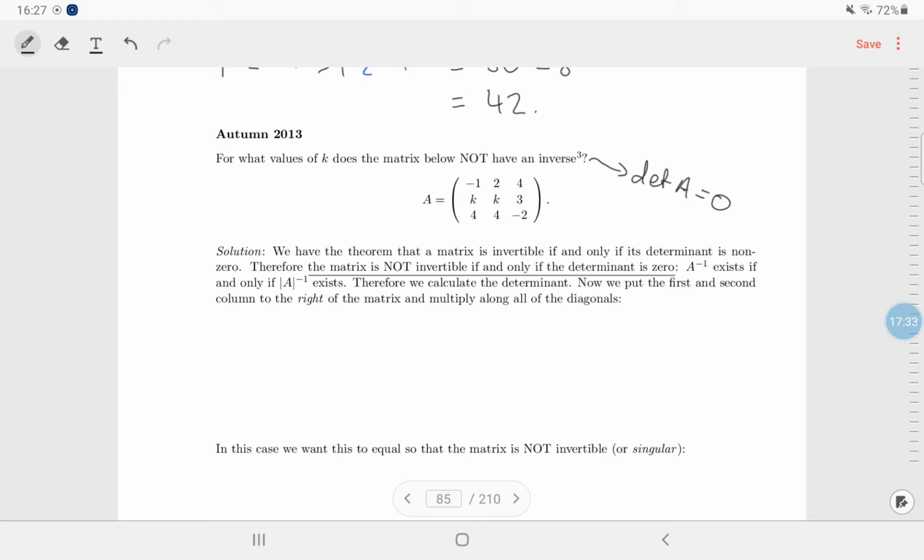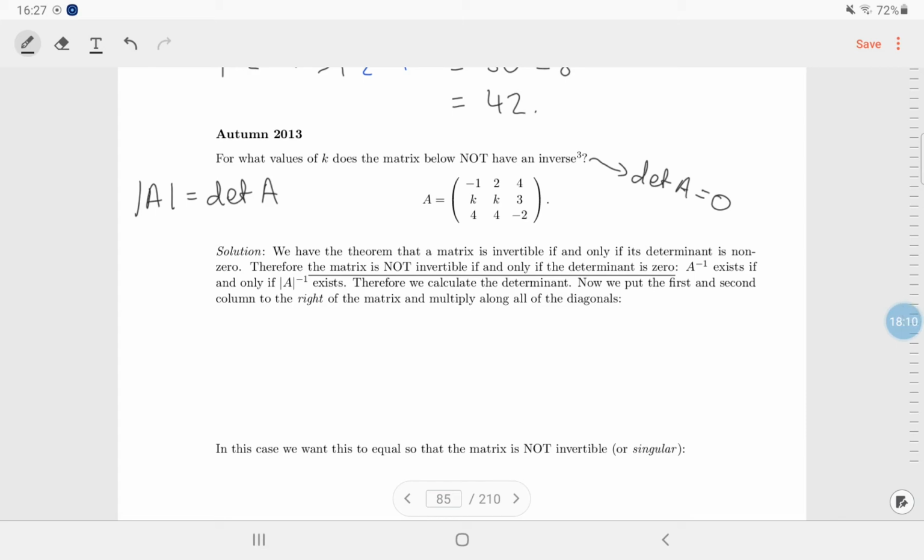We have the theorem that a matrix is invertible if and only if the determinant is non-zero. Therefore, the matrix is not invertible if and only if the determinant is 0. And we've also got this: the inverse exists if and only if the inverse of the determinant exists. So the inverse of a number exists as long as it's non-zero. So if the inverse of the matrix does not exist, the inverse of the determinant does not exist. That means the determinant is 0. There might be a bit of confusion here. This bar and this, they mean the same thing. It's like dy/dx and y dash of x. They mean the same thing.